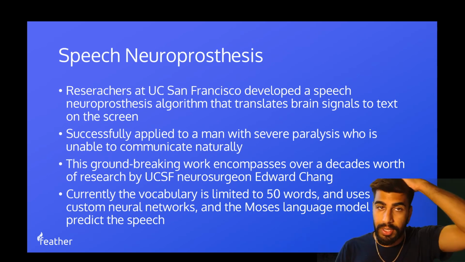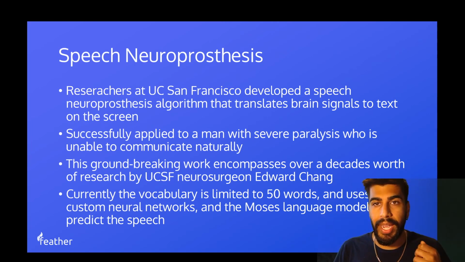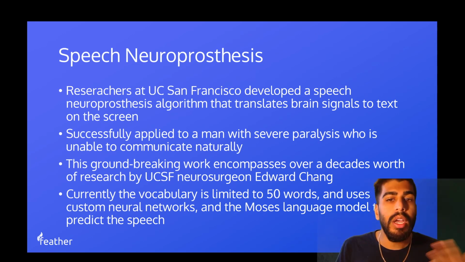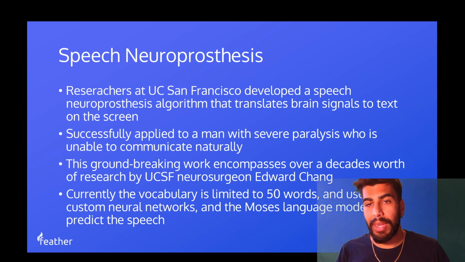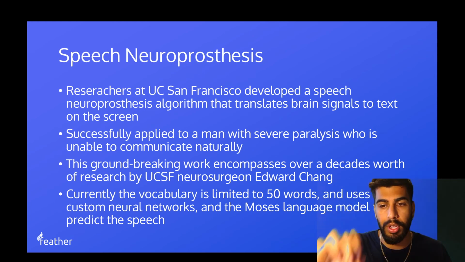So literally, they'll stick a sensor on the top of your head, and just by thought, you can actually communicate or you can actually synthesize text. Now, this was successfully applied to a man who has severe paralysis and was unable to communicate naturally. So as I said, I love to see this practical application of AI. Currently, the vocabulary is limited to 50 words and uses neural networks and the Moses language models to perform the synthesization and also the autocorrect of the text on speech.